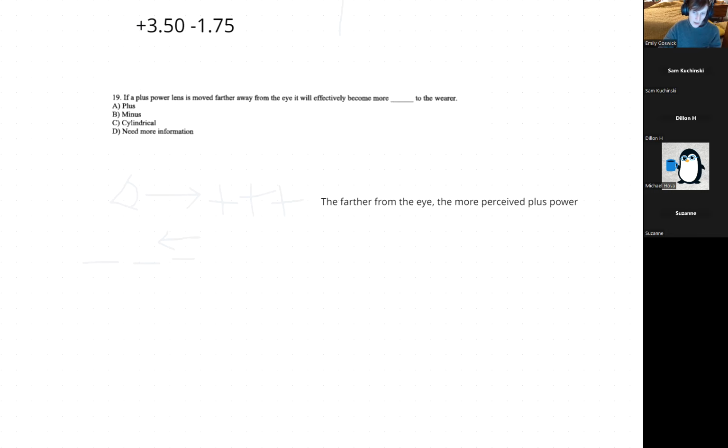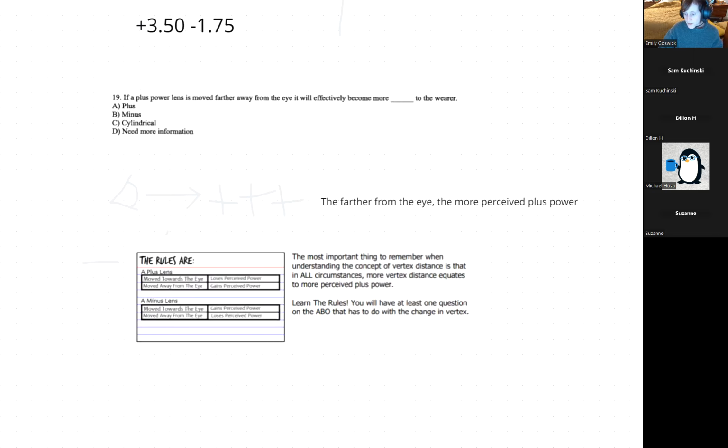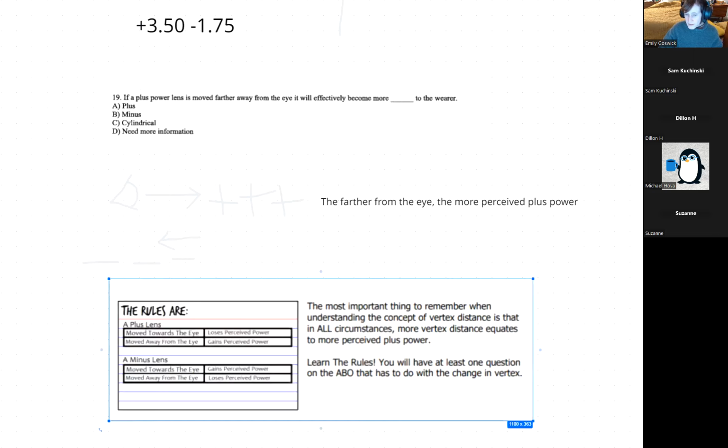The following question talks about this as well. But that's something that I really would just try to commit to memory: if a lens is moved farther away from the eye, it gains more perceived plus power. I do have a little helpful picture that I'll put in here that would be good for studying or remembering too.